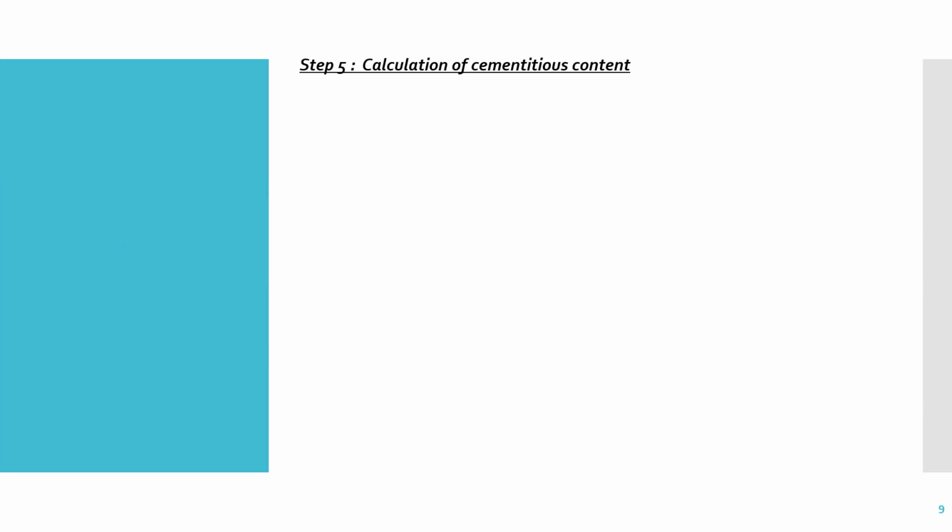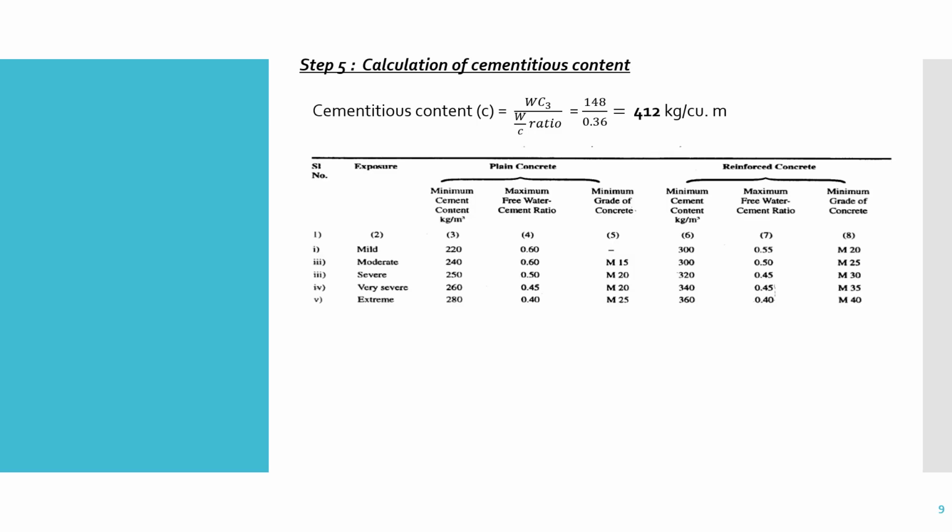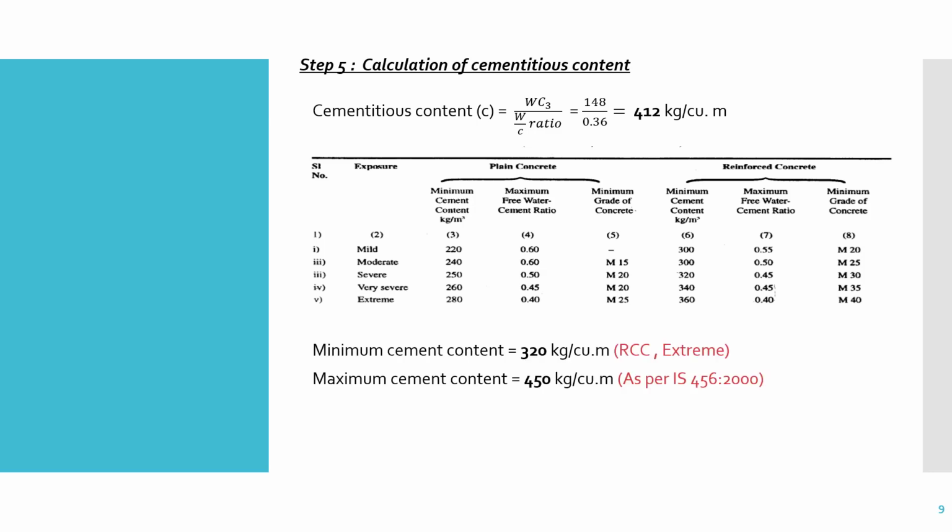Step 5 is the calculation of cementitious content. We know the water content as well as the water cement ratio. Therefore, cementitious content is found to be 412 kg per meter cube of concrete. But this has to be checked against the maximum and minimum permissible cement content criteria. If we check those criteria, we can see that we are satisfying both limits and hence cementitious content of 412 kg per meter cube of concrete is to be finalized.